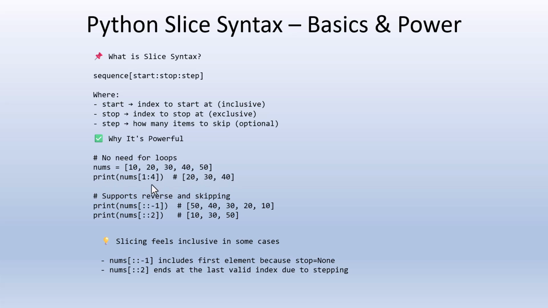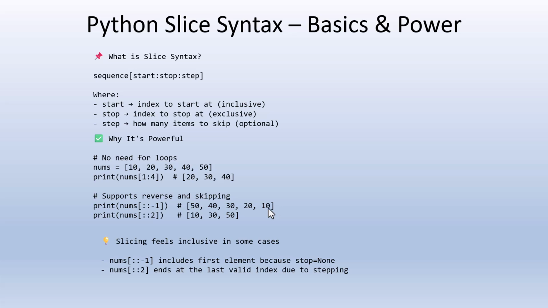And how? And why? Because the first index is 1, which is 20, and it goes to index 4, which is 50, but the last index is exclusive. So it will print out 20, 30, 40. And it supports reverse and skipping. So when you write nums with start and stop not specified and the step as -1, it starts from the reverse. So it starts from 50, then steps back to 40, then 30, then 20, then 10.